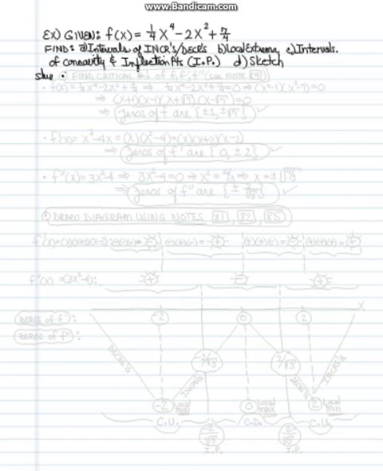Here we're given a function f of x equals 1/4 x to the 4th minus 2x squared plus 7/4, and we're asked to find part A, the intervals of increase and decrease for the function f, part B, the local min and the local max for f, part C, the intervals of concavity and inflection point IP, and part D, make a sketch.